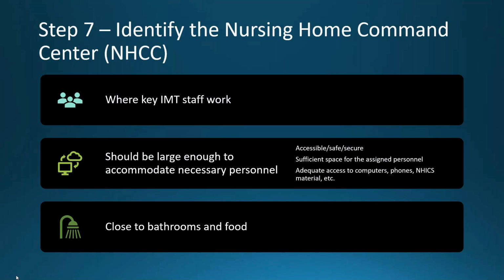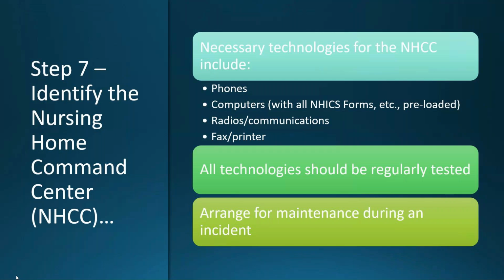Identify where you're going to have your command center. Ideally, it's going to be large enough to accommodate everybody. It will be accessible, meaning if you have somebody in a wheelchair, they'll be able to access the space. It's safe, it's secure. When I say safe, it means it needs to have things like emergency lighting. If we're on generator power, we need to have light 24 hours a day. It needs to be secure, away from danger, so that folks have the ability to do their work. And then we need adequate access to computers, phones, the NHICS material, all the stuff that we have talked about. And as a best practice, we can have food and bathrooms close by. That will help your staff get through this.